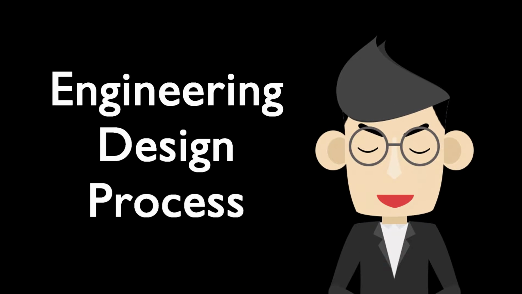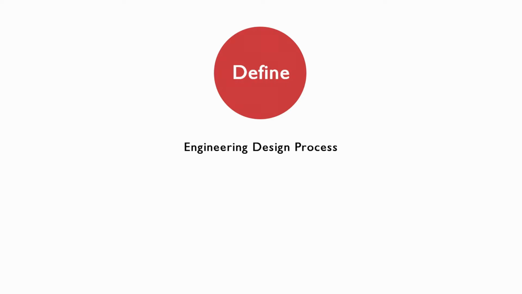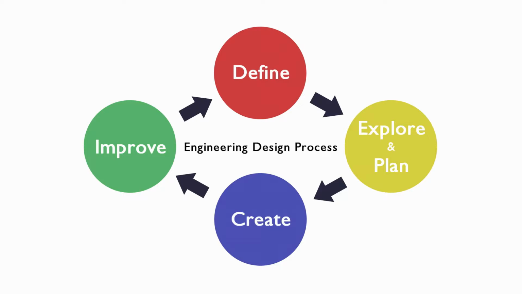Before you start building, we would like to introduce you to the engineering design process. It would help you to think like an engineer, and ensure that you stay on the right course as you design and build your robot. Essentially, the engineering design process comprises the following steps: define, explore and plan, create, and improve. There is no single universally accepted design process. This is just an example to help you get started.